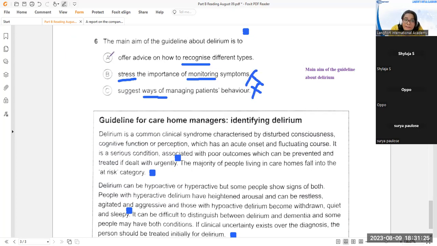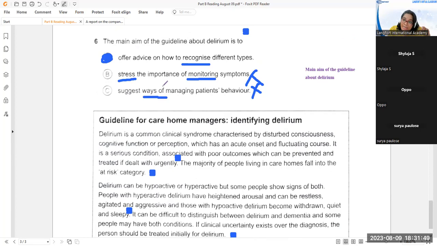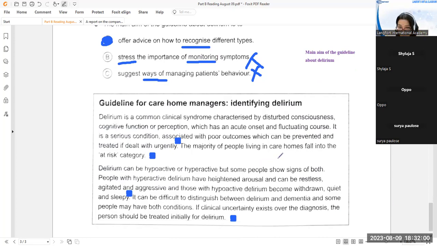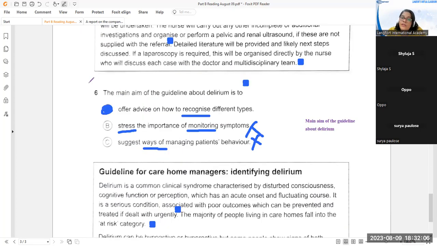Answer is A. So they have told us what the symptoms of hyperactive delirium and hypoactive delirium are. That means they're telling us how to identify both. So that's why they're giving us advice on how to recognize. Because if somebody has hyperactive delirium, then these are the symptoms. If this is hypoactive, these are the symptoms for that. So we can recognize the difference between both. Okay, so that's why A is the answer. They have talked about symptoms, but not monitoring. No, they have not talked about monitoring for the symptoms. Okay, so this is a very good question. Answer for the sixth one is option A.